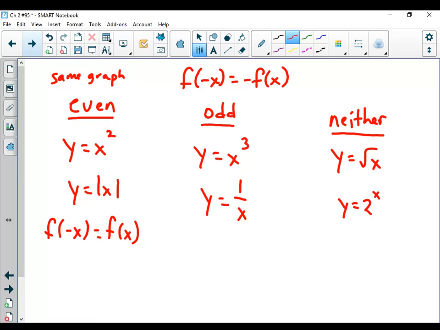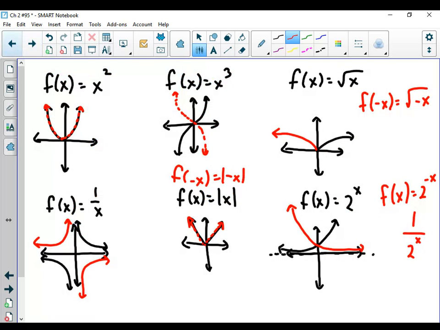So part of what we'll start doing now is start classifying functions. Are we looking at an even function? Are we looking at an odd function? Or do they not fit into either category? For y equals negative absolute value of x, would that be a neither? The negative absolute value of x?